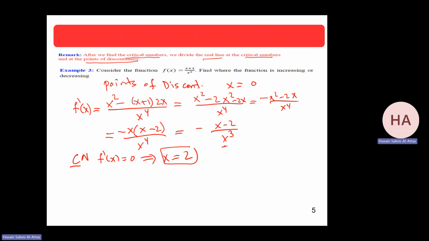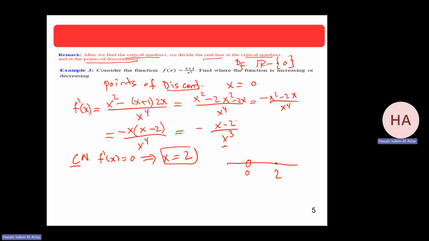If I check, f prime does not exist, but the domain of the function is all real numbers except 0. So 0 is not part of it. So the critical numbers are only x equals 2. But I will use 0 because it's a point of discontinuity. So I have 0, open, this is not defined, this is 2. So this is my real line. I use the critical numbers and the point of discontinuity.